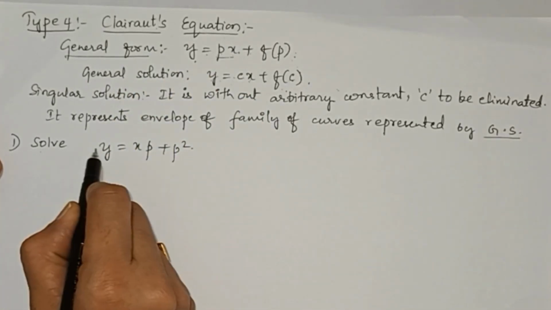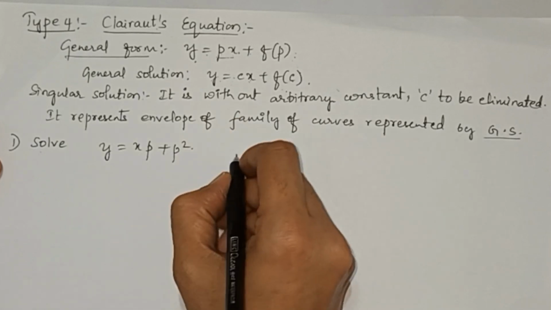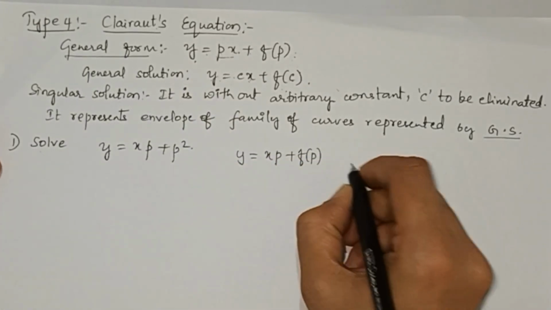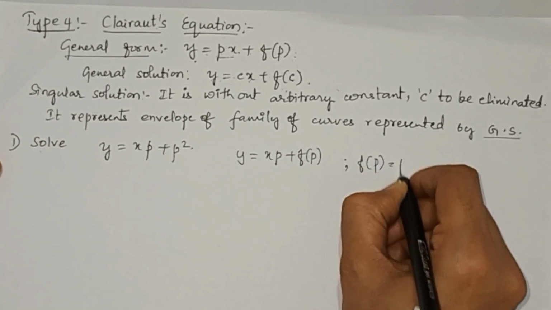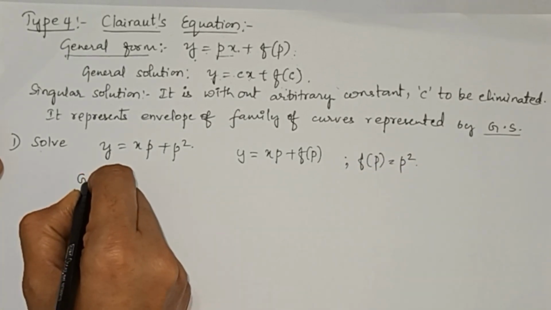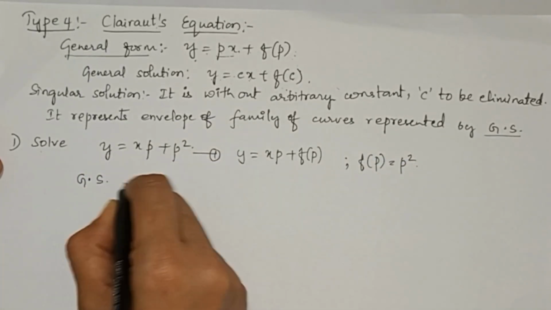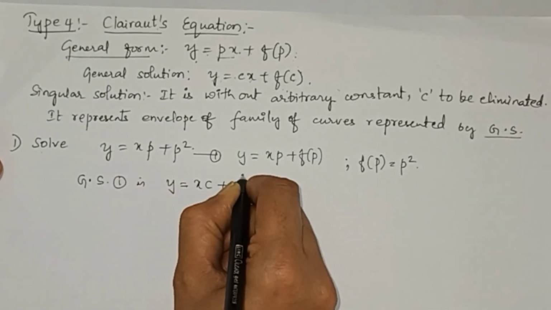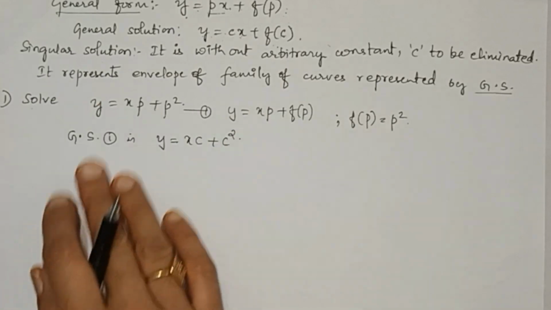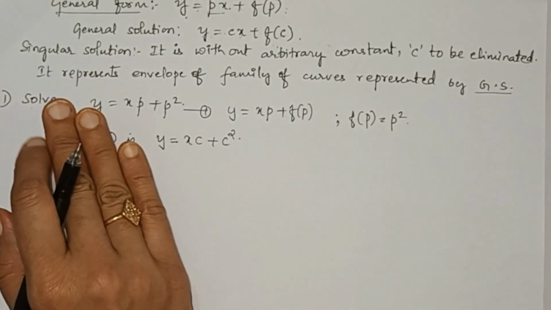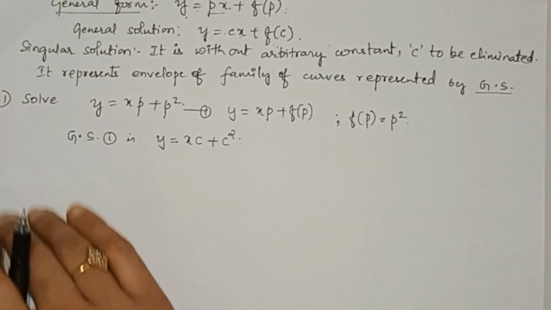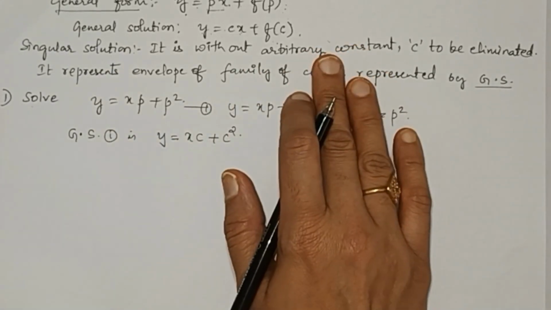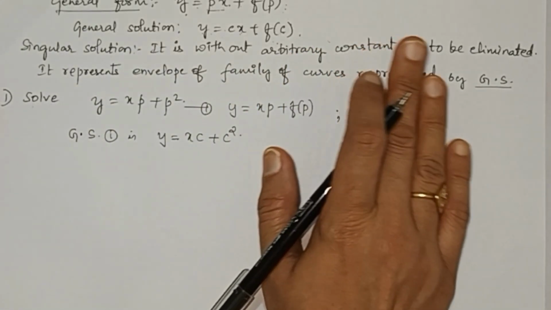So solve y equal to xp plus p square. This is of the form y equal to xp plus f of p. Here f of p equal to p square. How to get its general solution? General solution of this equation 1 is y equal to xc plus c square. So now we need the singular solution. So it is find both general solution and singular solution. Now I need the singular solution of this. Singular solution means it is without arbitrary constants.